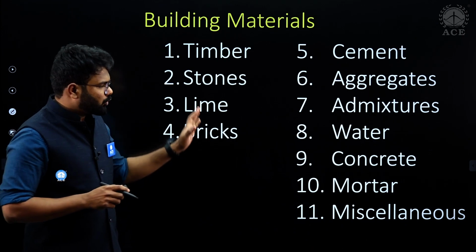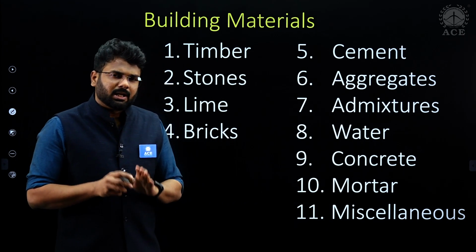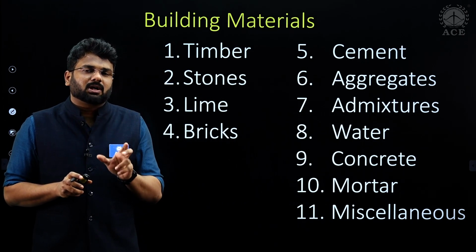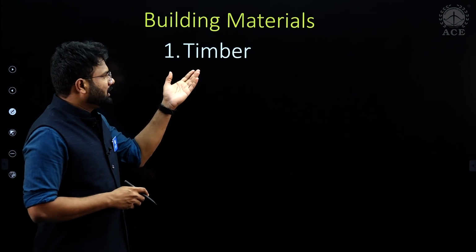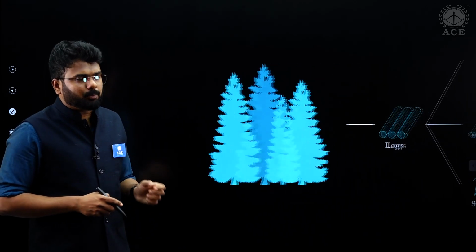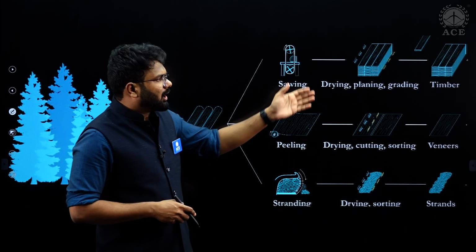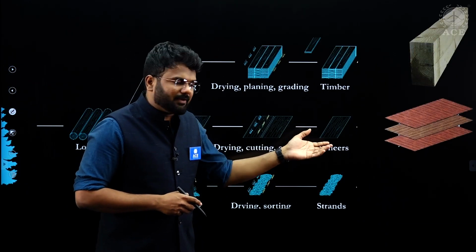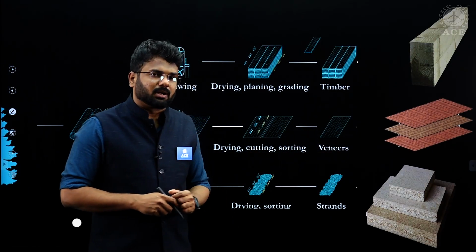In this course, we have to understand 11 chapters. Here, I'll try to introduce each one and how it is taught. First one, timber. Timber we'll be getting from trees, we'll cut them into logs, and after different processes, we will be getting our timber section, your plywood and other industrial timber.